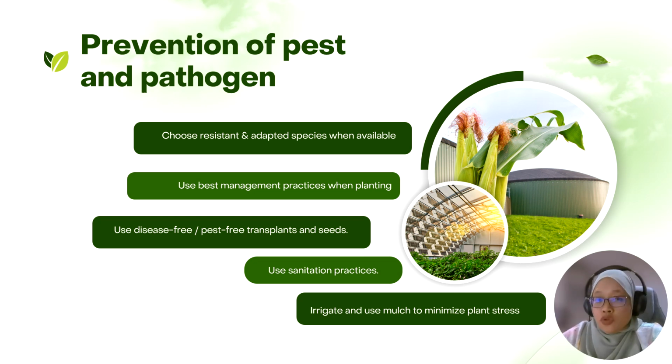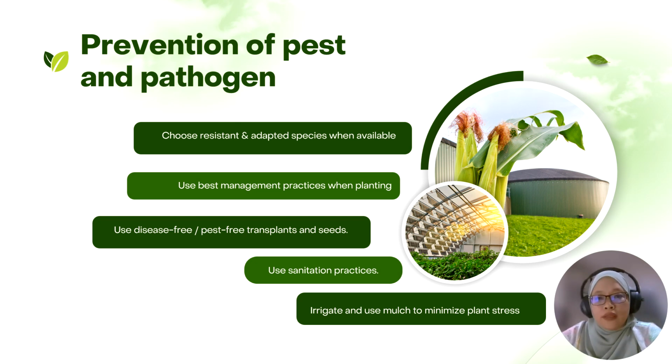Mechanical control includes installing insect nets, using sticky traps, and hand-picking larger pests. Biological control involves introducing natural enemies like ladybugs for aphids, or beneficial fungi to outcompete soil pathogens. Chemical control means applying pesticide only when necessary in a correct dosage, and preferably using selective products that minimize harm to beneficial organisms. Preventive action is always better than reactive ones.